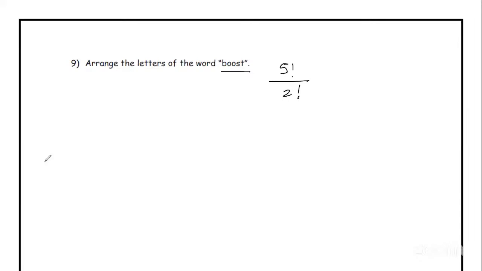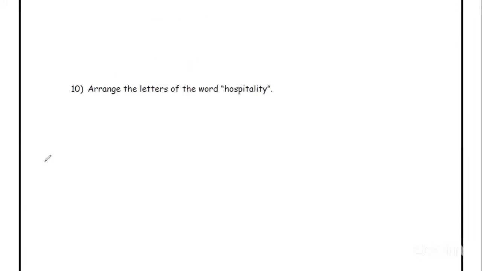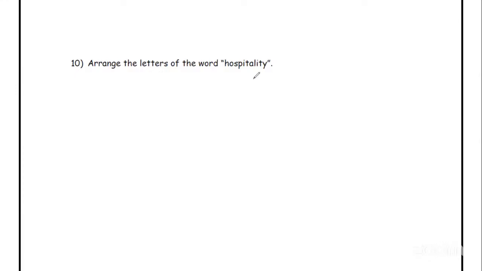Moving on to question number 10. Arrange the letters of the word hospitality. So count the number of letters: 1, 2, 3, 4, 5, 6, 7, 8, 9, 10, 11. That's 11 factorial. And now count the repeating letters. I'll just use a different color.